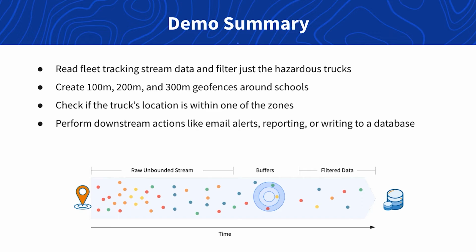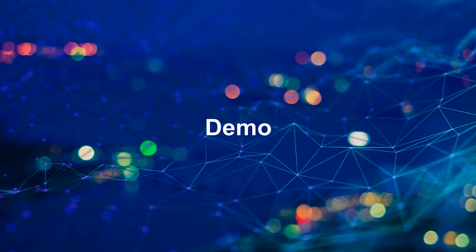In this scenario, we are tracking a vehicle fleet that includes trucks hauling hazardous materials. According to the city bylaws, these trucks are not allowed within 100 meters of a school. We'd also like to track when they enter within 200 and 300 meters of schools for safety reasons. Our workspace reads from our fleet tracking stream source and creates 3 different distance buffers around all schools and checks if a truck's current location is within a certain buffer zone. Now let's get into the demo.